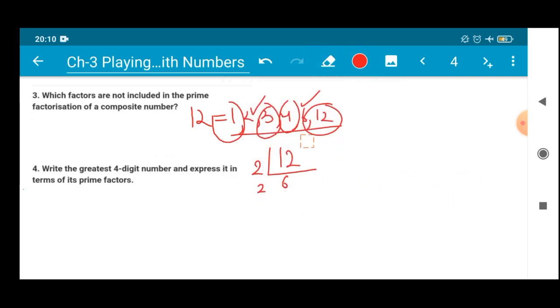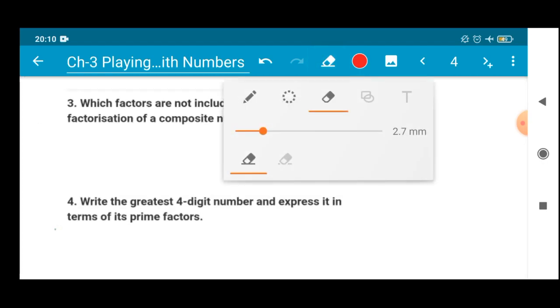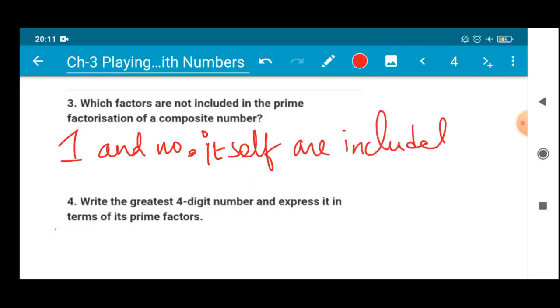So whenever we are finding the prime factorization of any composite number, till now what we did was write 1 as well as the number itself. But in prime factorization, 1 and the number itself, of whichever composite number we are writing, are not included.